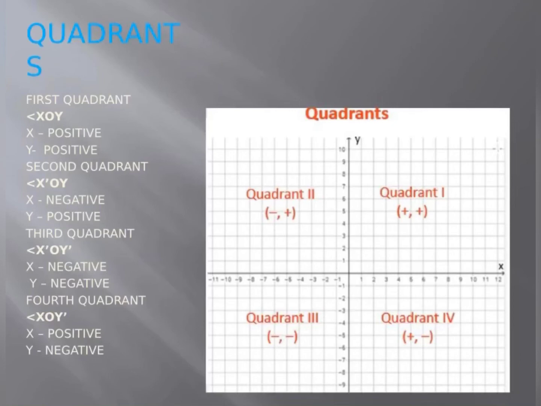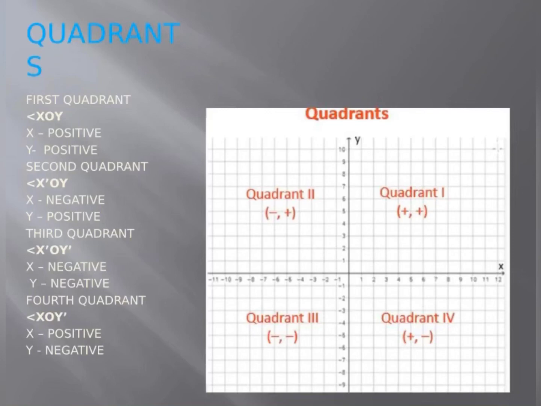Now when you observe the coordinate plane, you will see that the first quadrant, which can be represented by angle XOY, consists of OX and OY, the parts of x-axis and y-axis. And in both OX and OY, positive numbers are represented. So we can say that any point in quadrant 1 will have positive values of x and y.